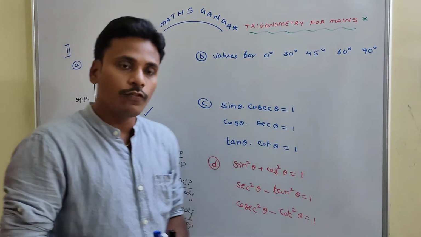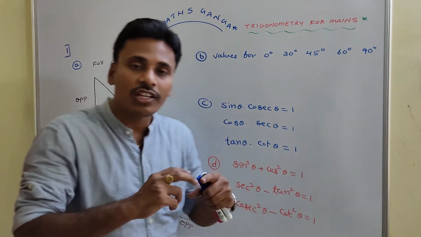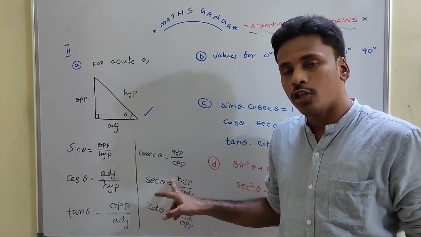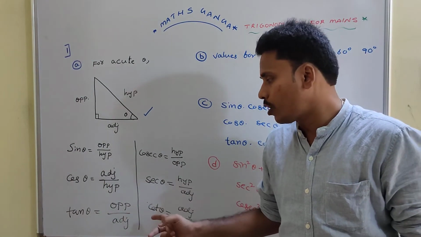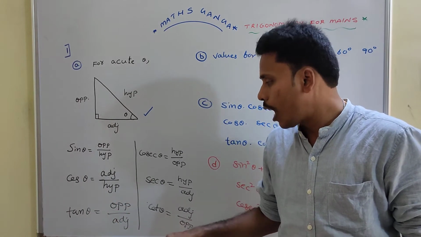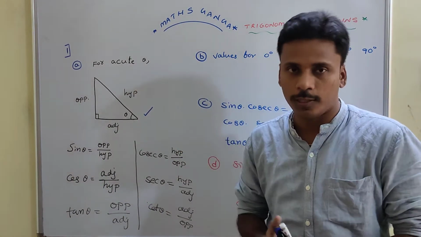In the similar fashion, cosecant is hypotenuse by opposite, which is just the reciprocal of sin theta, right? The same way secant is hypotenuse by adjacent, reciprocal of cos, whereas cot theta is the adjacent side by the opposite side, which is the reciprocal of tan theta. This is the subbit of the first conceptual idea, right?